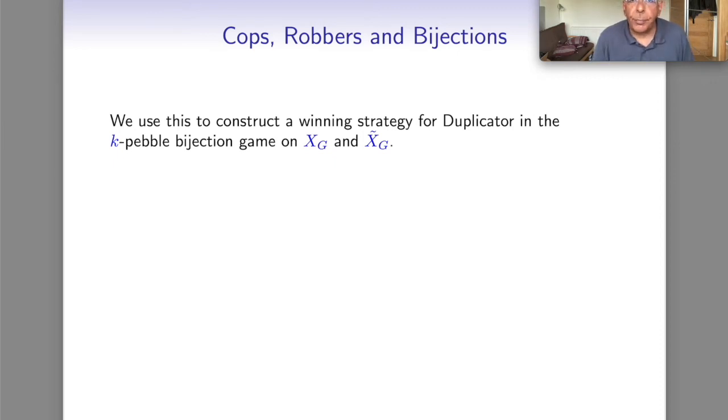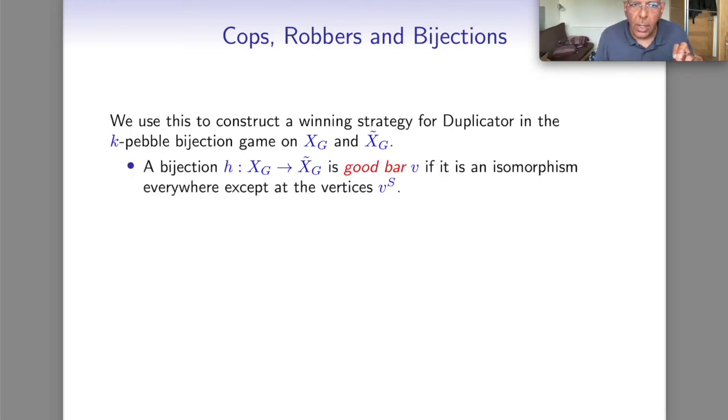Okay. Now the idea is we use this strategy, the robber winning strategy, in the graph G to construct a duplicator winning strategy in the capable bijection game on XG and X tilde G. Remember, XG and X tilde G are obtained from G by replacing the vertex by the gadgets I showed you, except in X tilde G we used an odd gadget in one place. So this means that initially we can give a bijection, which is an isomorphism everywhere except at that one odd gadget, right?